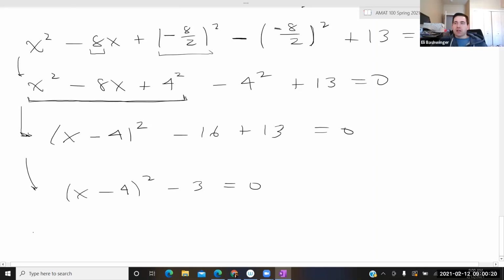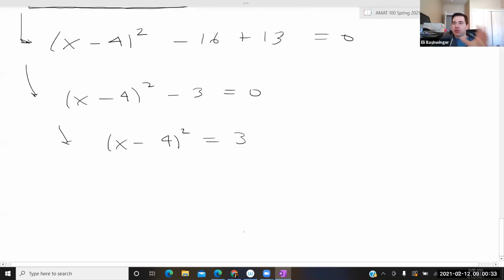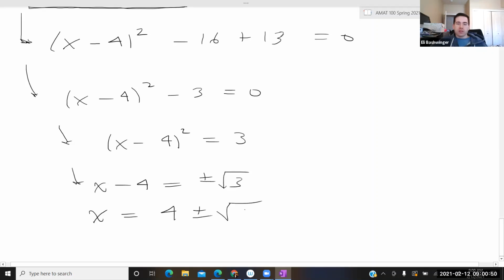And then I'm in that case where I have something squared. Well, let me just throw this on the other side, the 3. So if I add 3 to both sides, I get this. And now I'm in that situation where I have something squared equals 3. So I could just take the square root of both sides. And then I add 4 to both sides, and this will be the solution.